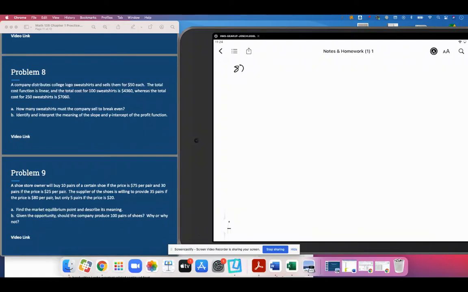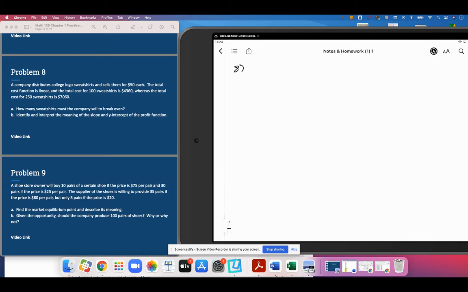And with number 8, a company distributes college logo sweatshirts and sells them for $50 each. The total cost function is linear, and the total cost for producing 100 sweatshirts is $43.60, whereas the total cost for 250 sweatshirts is $70.60. So this looks like an instance where we're going to have a revenue and a cost, and we are asked how many sweatshirts must the company sell to break even.